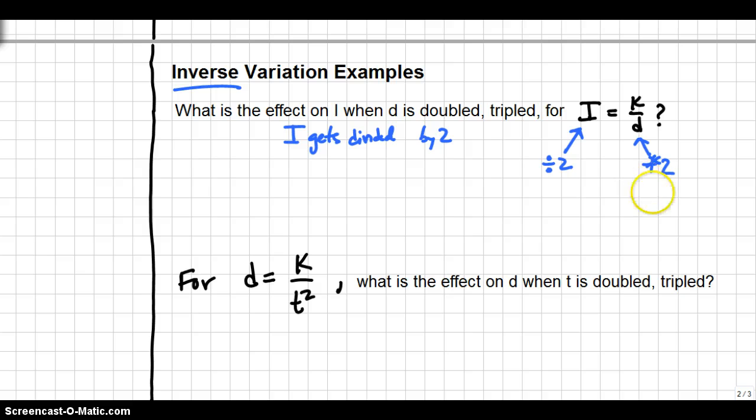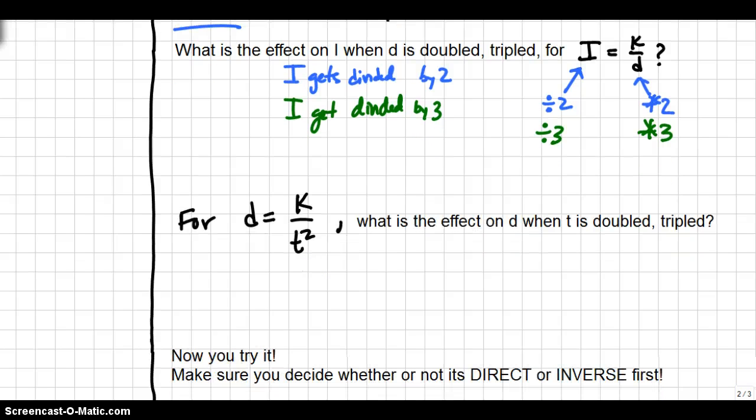Let's look at it for tripling. If we multiply this one by 3, then the I has to get divided by that same number. So for the tripling one, I gets divided by 3. Let's look at a situation where we have a power involved and see how that affects our answer.